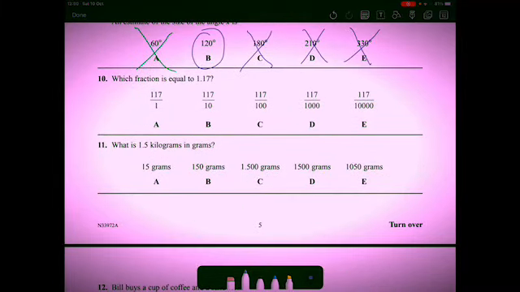Which fraction is equal to 1.17? A little bit of basic reasoning tells us that this value is more than 1. So anything that has got a larger denominator than numerator cannot be true. That would rule out these two, because 117 divided by 1,000 is going to give us something less than 1. Same with E, 117 divided by 10,000 is going to give us a value less than 1. A is an easy one to rule out, because 117 divided by 1 just is 117. So we're basically left with 2 values here.